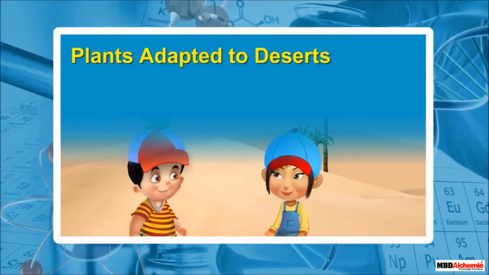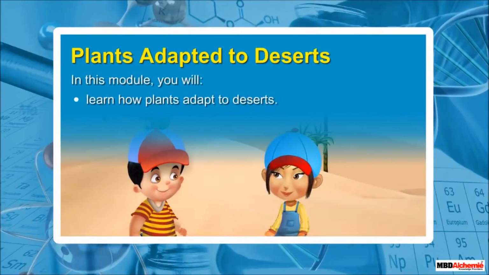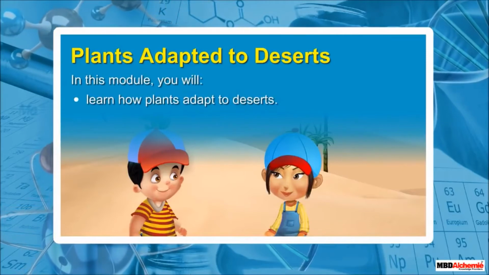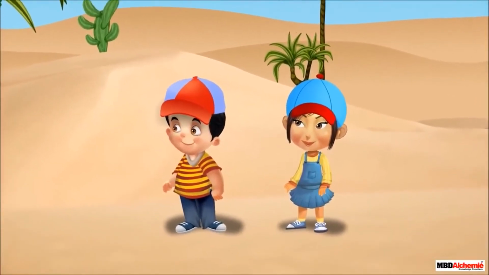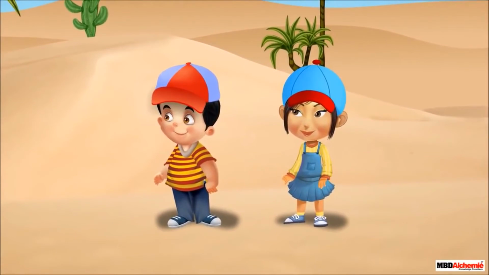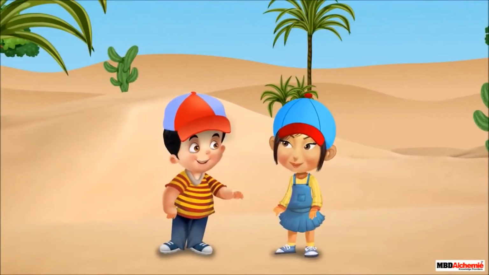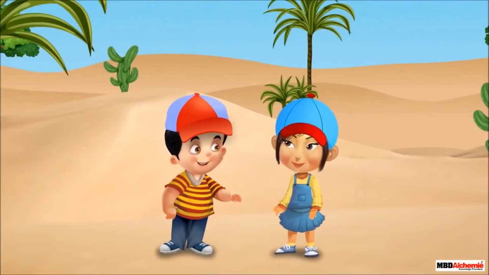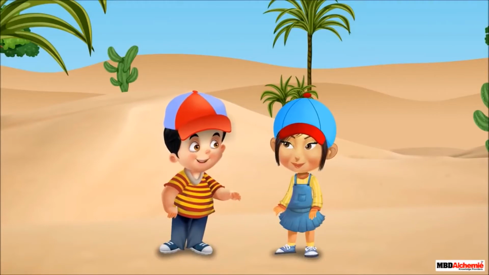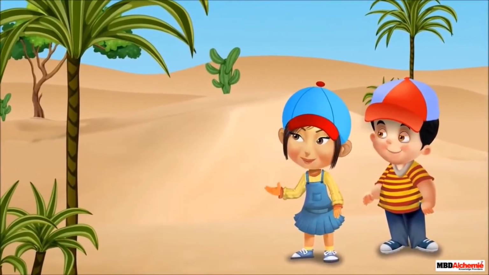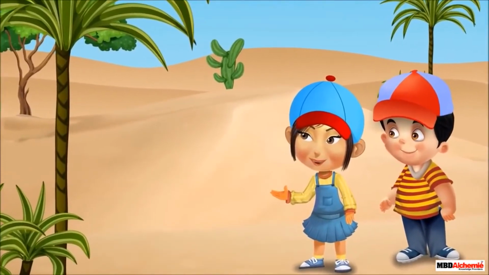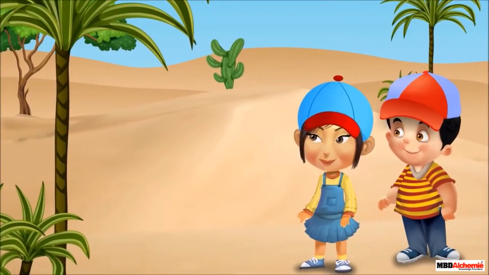Plants adapted to deserts. In this module, you will learn how plants adapt to deserts. This vacation, Sid and Alicia have come to visit a desert with their parents. The desert is such a hot and dry place. It seems there is no water here. Yes, but see, there still are plants around here.